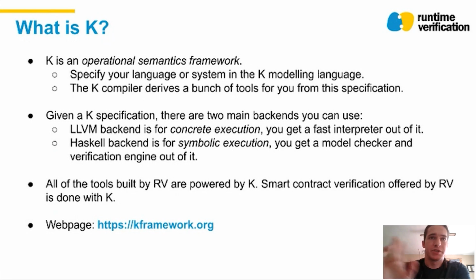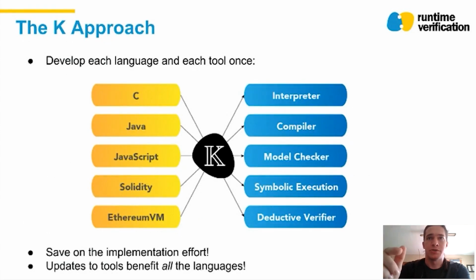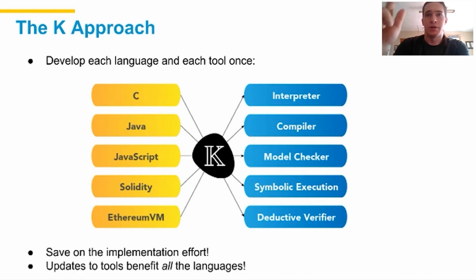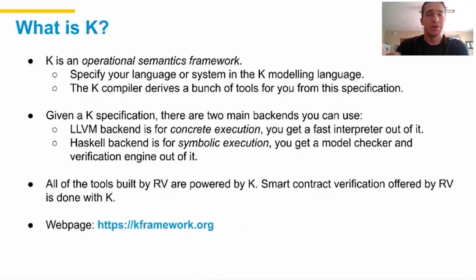So once again, just to give you a little glimpse of the architecture of K, there's the LLVM backend and the Haskell backend. The LLVM backend is used for things like the interpreter and a parser, which isn't shown here, and stuff like that. And then the Haskell backend is used for the model checker, symbolic execution, and deductive verifier. It's slower than the LLVM backend, but it's able to do symbolic reasoning. So, trade-offs.